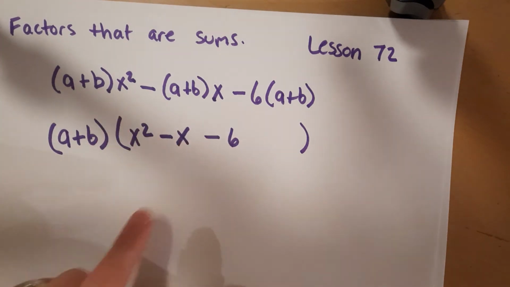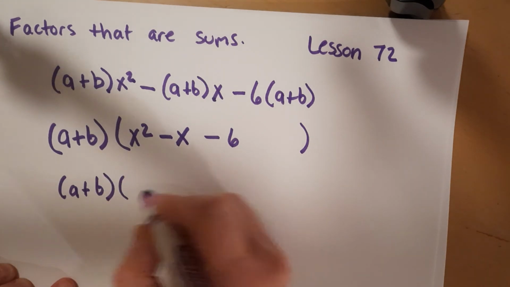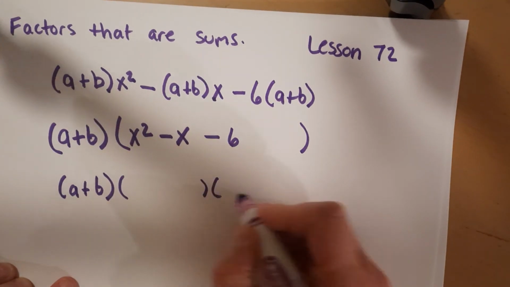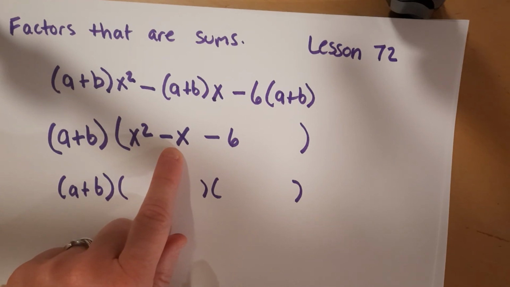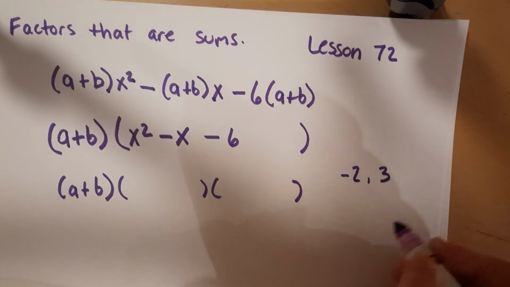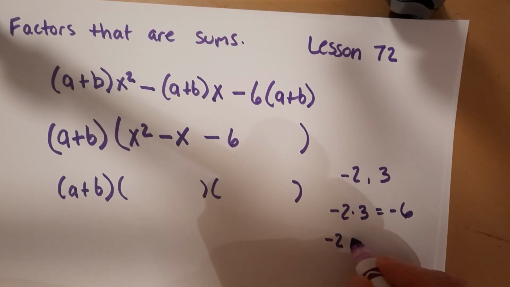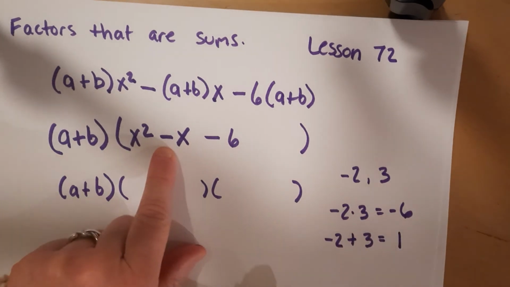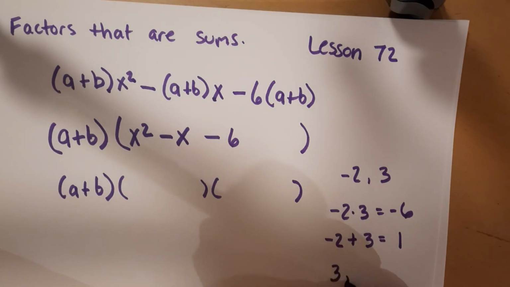Now we can factor this like we have done already. So we're going to keep the a plus b. That's important. That is still a factor. And now we're going to look at this and do our parentheses trick. We need to find two numbers that, when multiplied together, equal negative 6 and when added together equal negative 1. So I believe that would be negative 2 and 3. Negative 2 times 3 equals negative 6, but negative 2 plus 3 actually equals 1, and we want a negative 1. You have to look at this sign. So it's actually going to be 3 and negative 2.